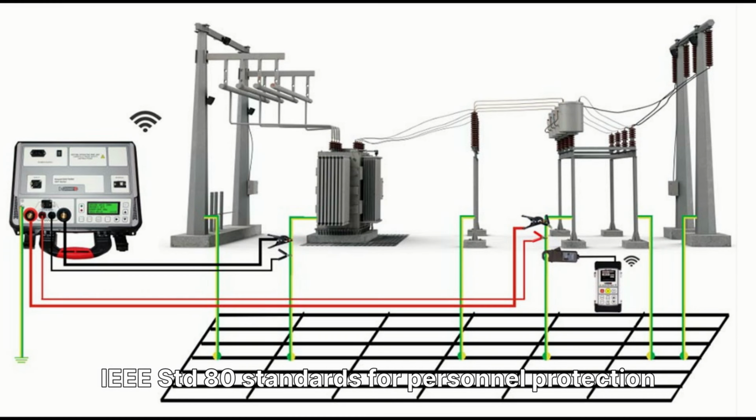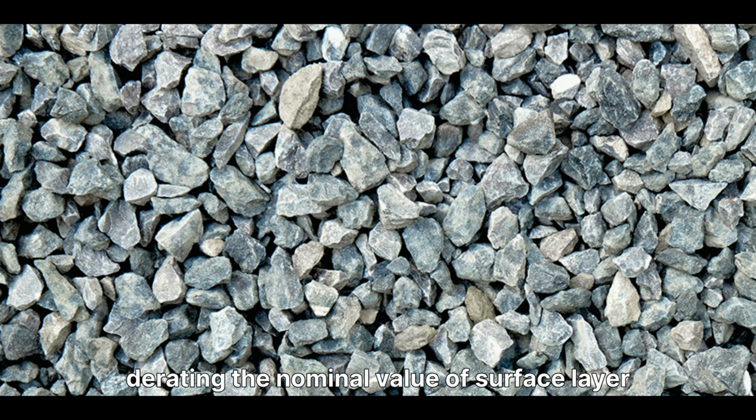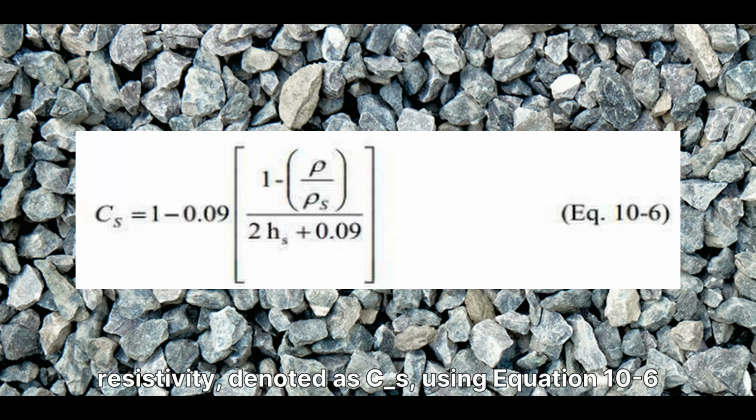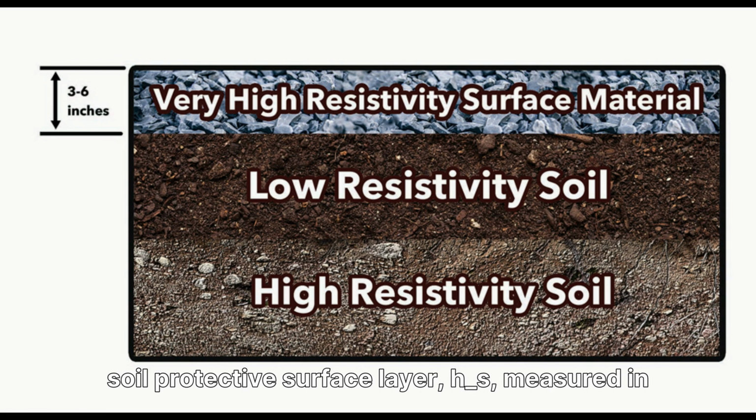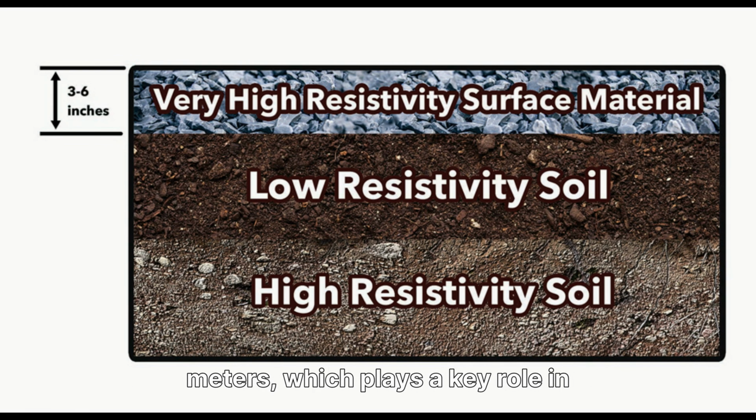First, let's define the reduction factor for derating the nominal value of surface layer resistivity, denoted as C_S, using equation 10-6 from IEEE Std 80. C_S equals 1 minus 0.09 times (1 minus ρ over ρ_S) divided by (2 h_S plus 0.09). C_S equals 1 when there is no protective surface layer, but it is less than 1 if the protective layer, such as gravel or asphalt, has higher resistivity than the underlying soil. Next, we consider the thickness of the soil protective surface layer, H_S, measured in meters, which plays a key role in derating calculations for surface materials.